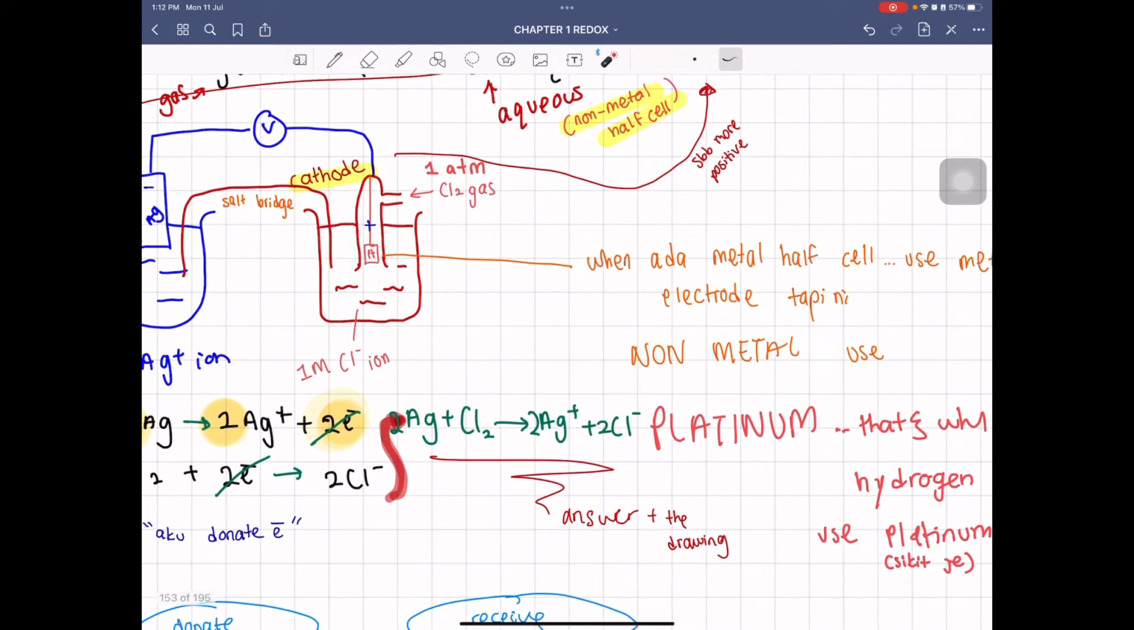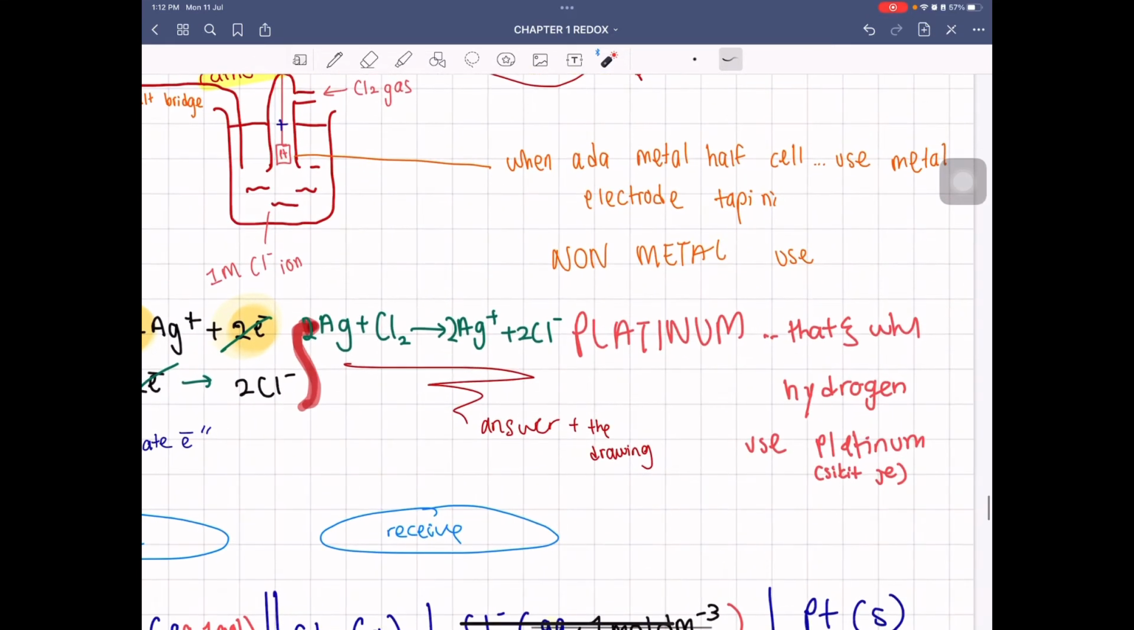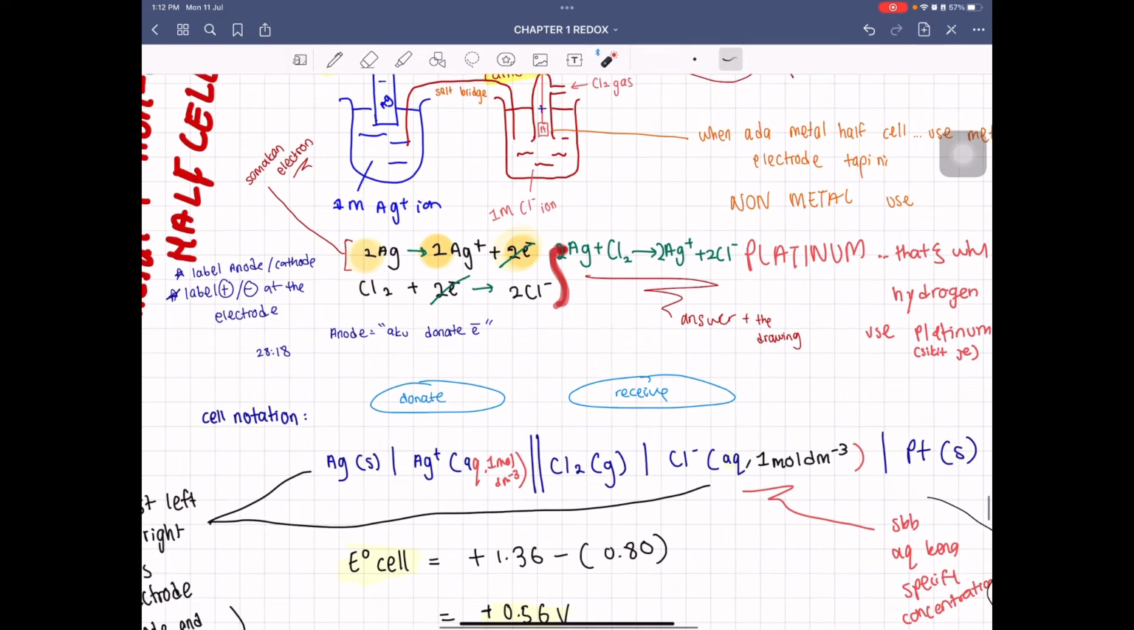We don't use the metal electrode that's the same as the metal. Kalau kita guna zinc metal, then the electrode kenalah zinc juga kan? No, it's non-metal, so it's not a metal half cell. So we're gonna use a platinum electrode. Why the standard hydrogen electrode pun, if you notice, bila dia masukkan the hydrogen gas tu, kat bawah ni pun dia guna platinum je.